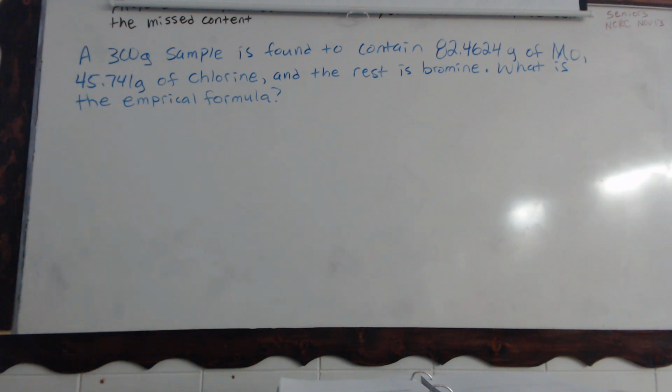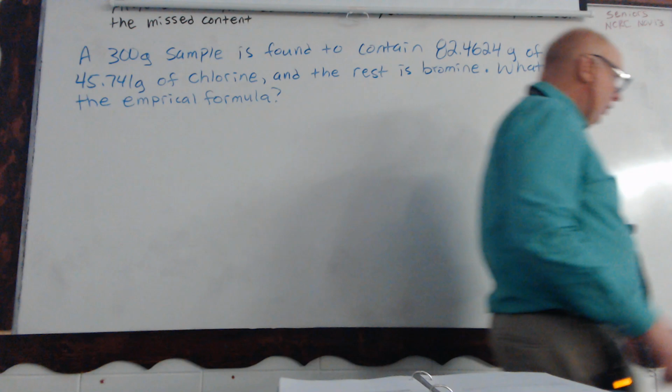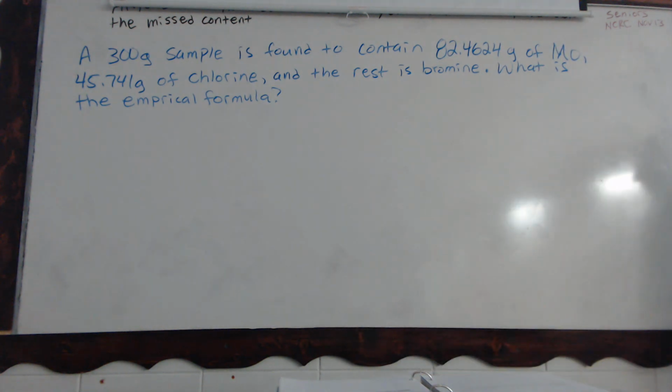The sample is found to contain 82.4624 grams of molybdenum, I believe is what you call element 42, 45.741 grams of chlorine, and then the rest is bromine. What is the empirical formula? Now, this is worded slightly different than the percentage problems that we've seen, okay? Because typically when you're given a percentage of that substance in a compound, it would all add up to 100. The concept is still the same.